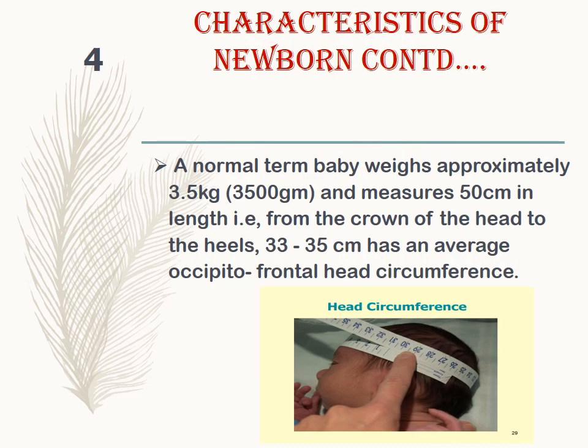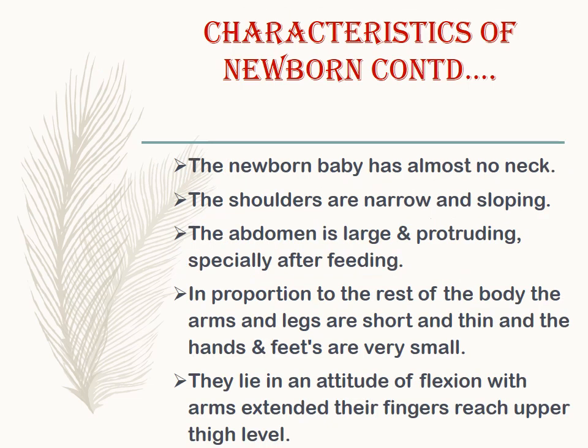A normal term baby weighs approximately 3.5 kg, that is 3,500 gram, and measures 50 centimeters in length, that is from the crown of the head to the heels. It has an average occipitofrontal head circumference of 33 to 35 centimeters. The picture shows how to measure the head circumference.